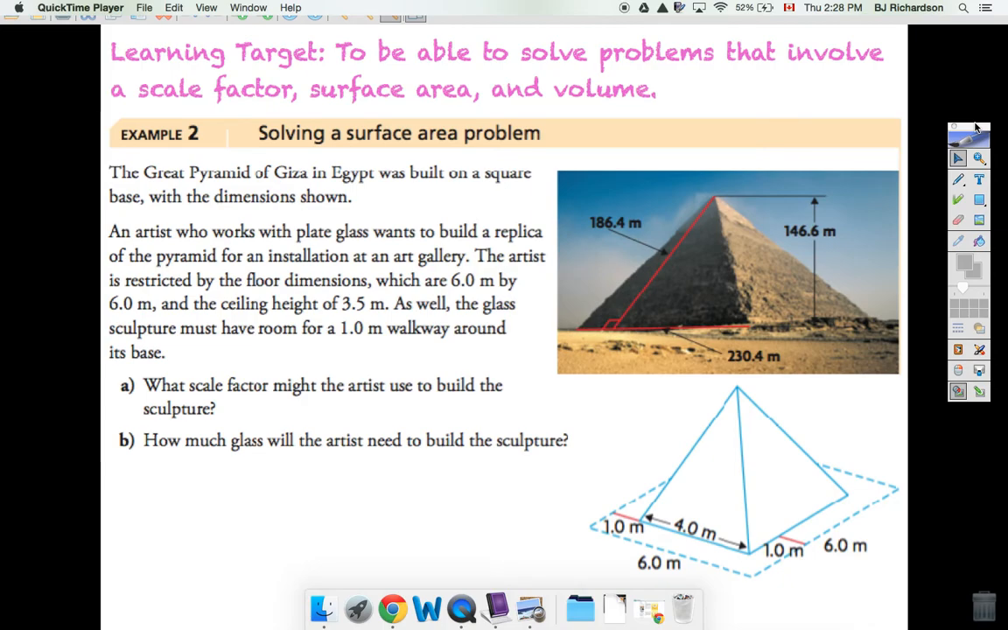Hey class, we're back again, and now we're going to look at example 2 from chapter 8.6. So this deals with solving a surface area problem. This is being done last period on the Thursday, so if there is an announcement, I'm just going to work through it, and I apologize for any interruptions.